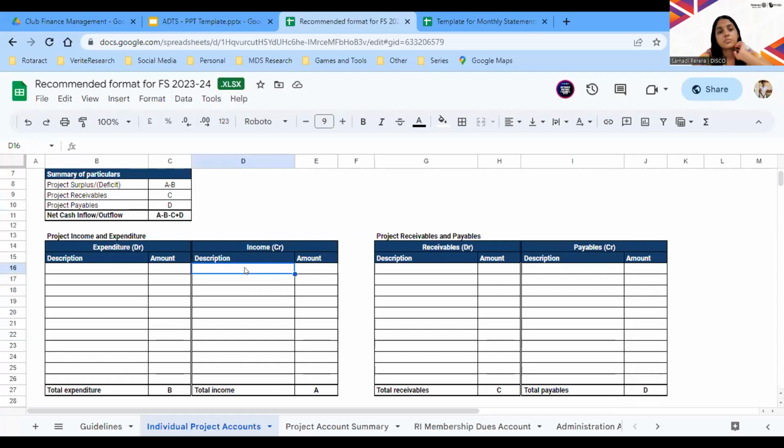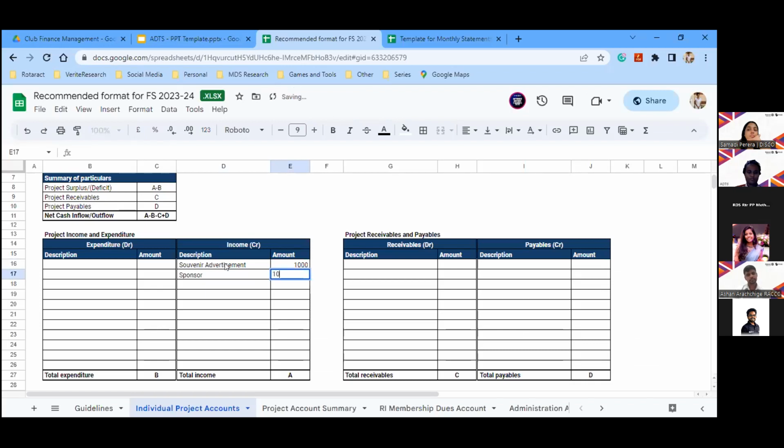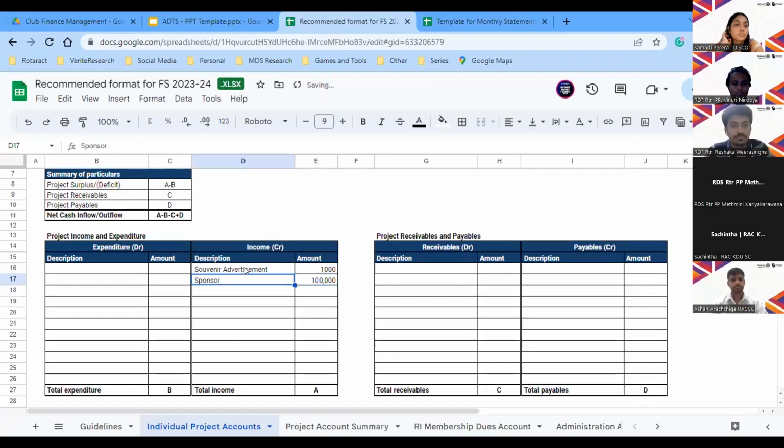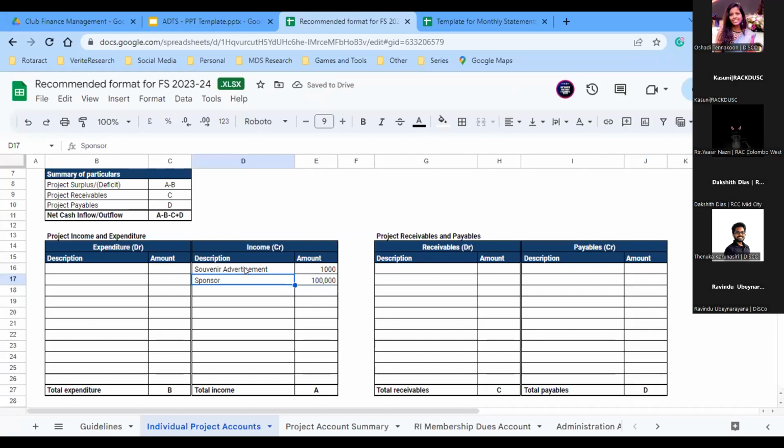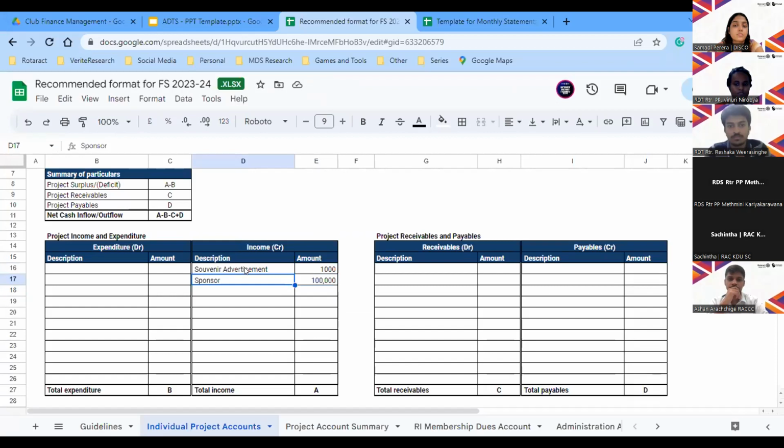Say for a souvenir advertisement, this person took one page and that's 1,000, right? So that's one income. Then say there's another sponsor, 100,000. Now, usually sponsors don't give money before the end of the event. In most cases, they'll give you money after the event, but you know for sure that they will pay you. Now the project has ended and you have to submit accounts. For now, you haven't gotten the money, but it's definitely going to come and it's an income.